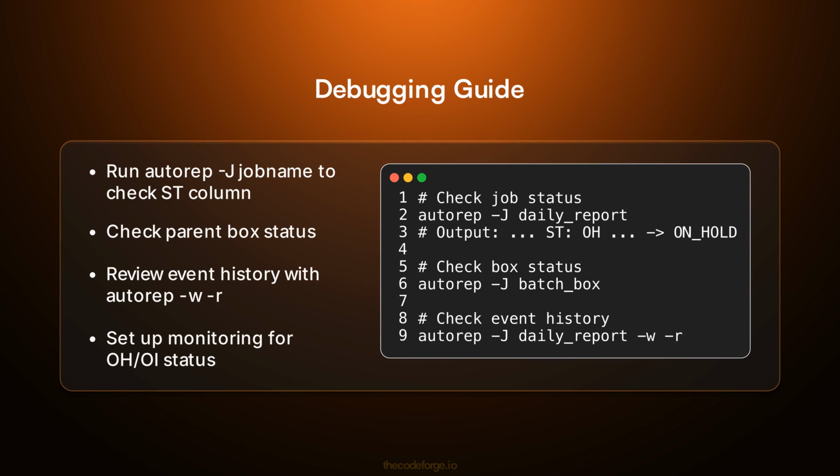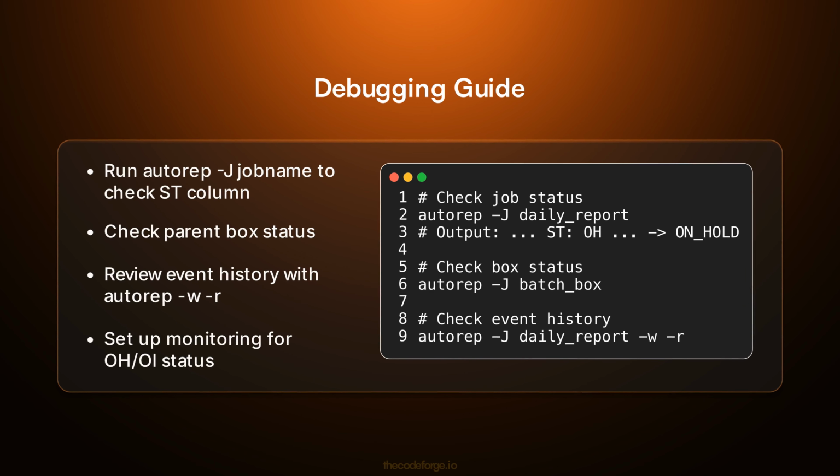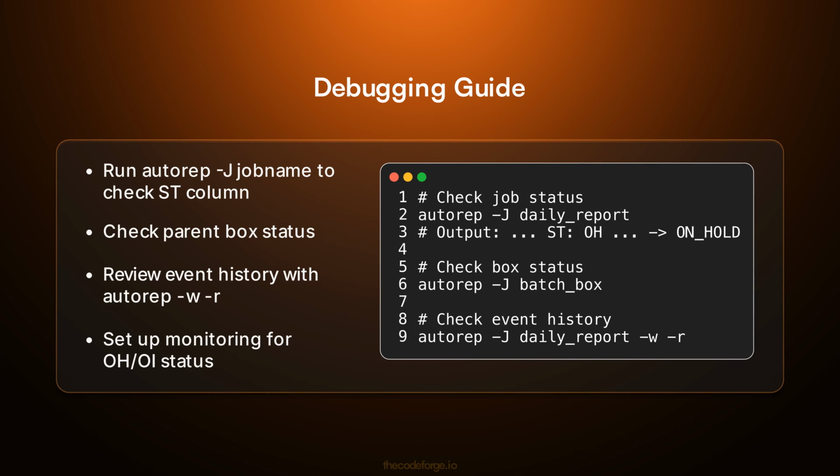To diagnose stuck jobs, start with autorep to see the status. Check the parent box as well. Use the -w and -r flags to view event history. Automate alerts for jobs in OH or OI status for more than a few minutes.